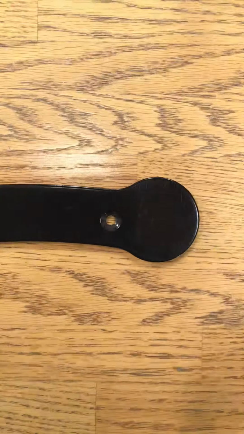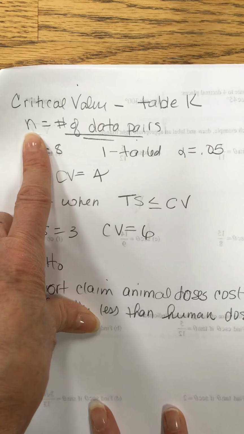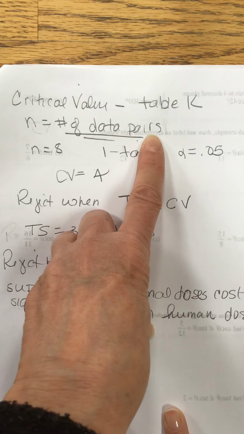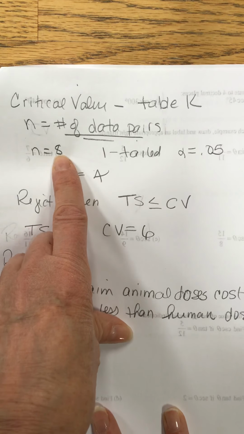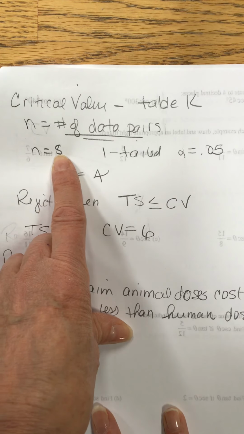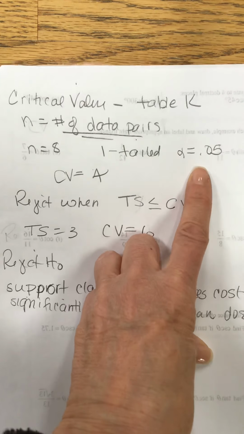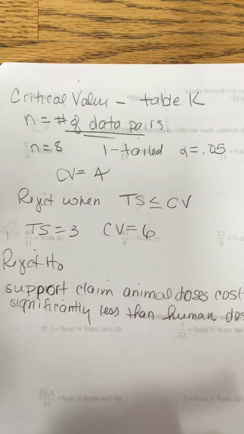It's going to need an N, and remember with dependent data, N is always the number of data pairs, and there were 8 different drugs they used. This is a one-tailed test, and they told us that alpha was 0.05. And this critical value I did wrong at first. It is 6. I changed it below. I didn't change it here.